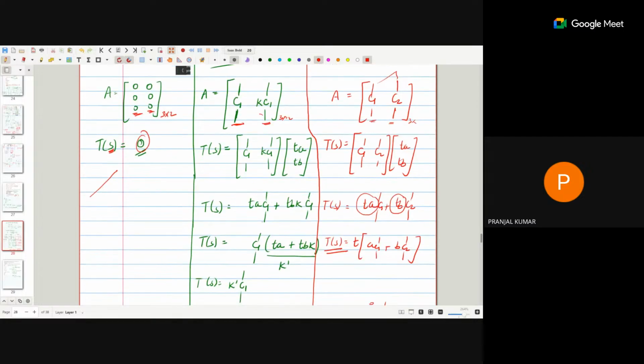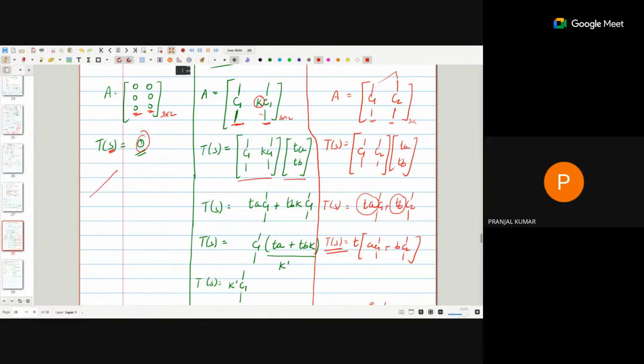When one of the columns is dependent on the other, and when both columns are independent. So when one column is dependent on another, that's why I've written C2 as k times C1. That is, it is a scalar multiple of C1, because two vectors are dependent when one of the vectors could be expressed as a scalar multiple of the other vector. Yes or no? Yes, sir. Okay, so now I have written this matrix.